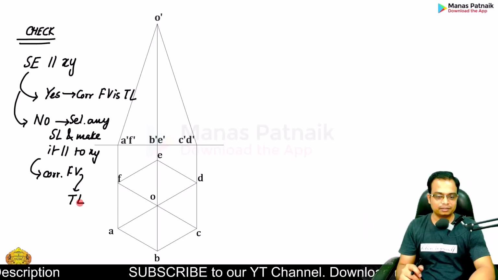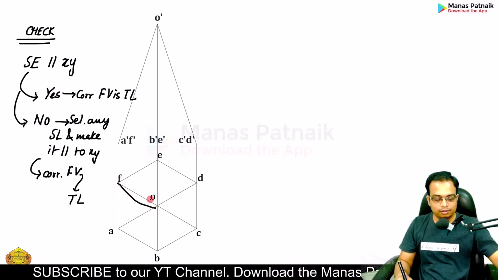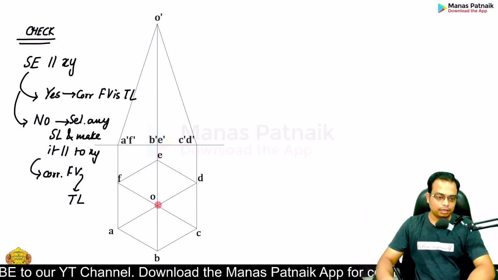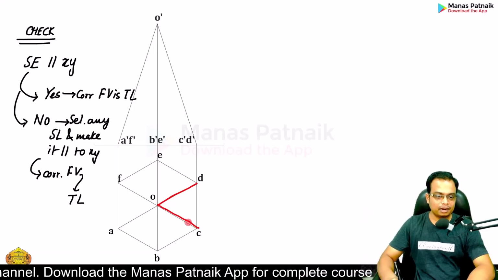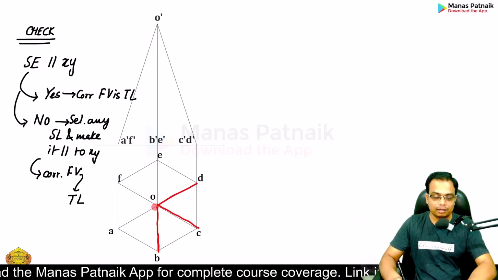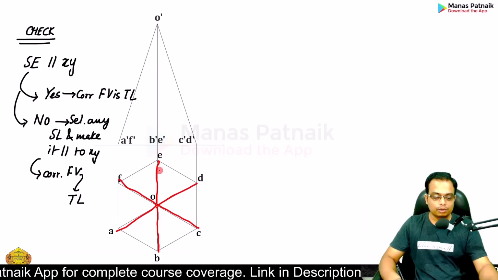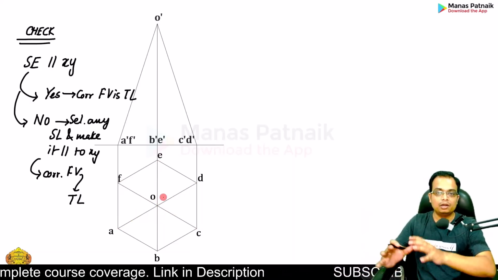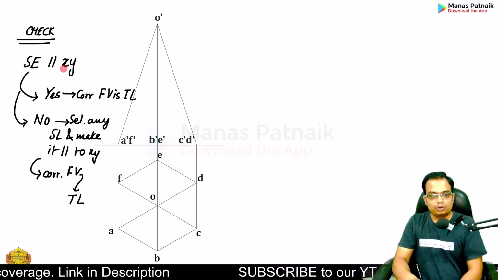Allow me to explain. Take a look. Is OD parallel to XY? No, sir. Is OC parallel? No, sir. Is OB parallel? No, sir. In fact, this is perpendicular. What about OA? No. OF? No. OE? No. So there is no slant edge in the top view which is parallel to the XY line, and hence, is slant edge parallel to XY?